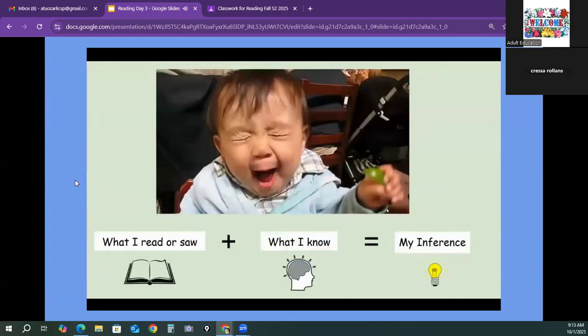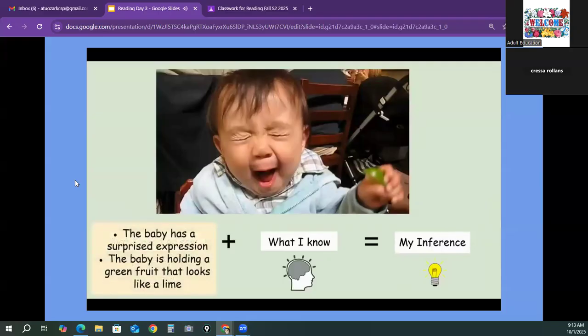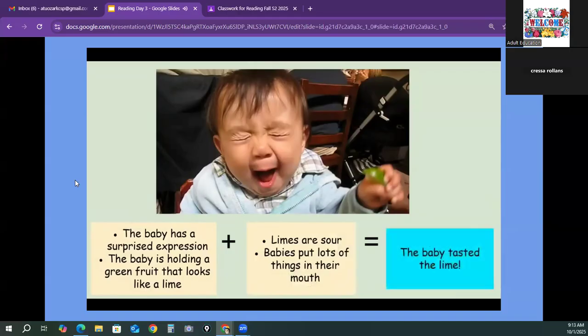Let's try it again. This time, we're going to think about what we read or see first. What I see is the baby has a surprised expression and the baby is holding a green fruit that looks like a lime. What I know is that limes are sour and babies put lots of things in their mouth. So my inference is that the baby tasted the lime.